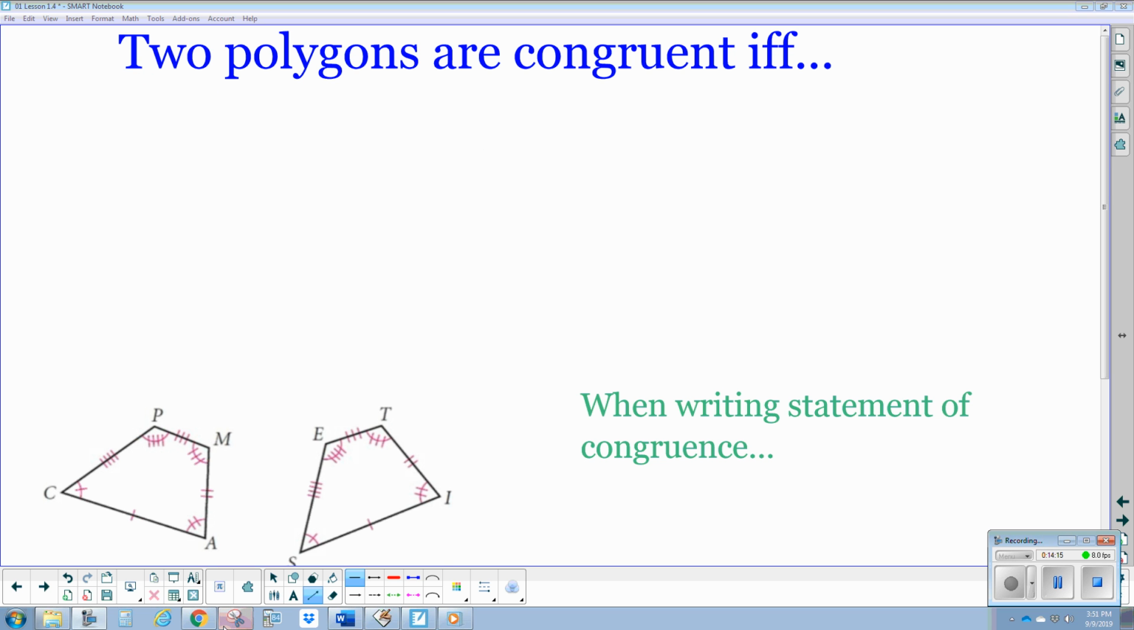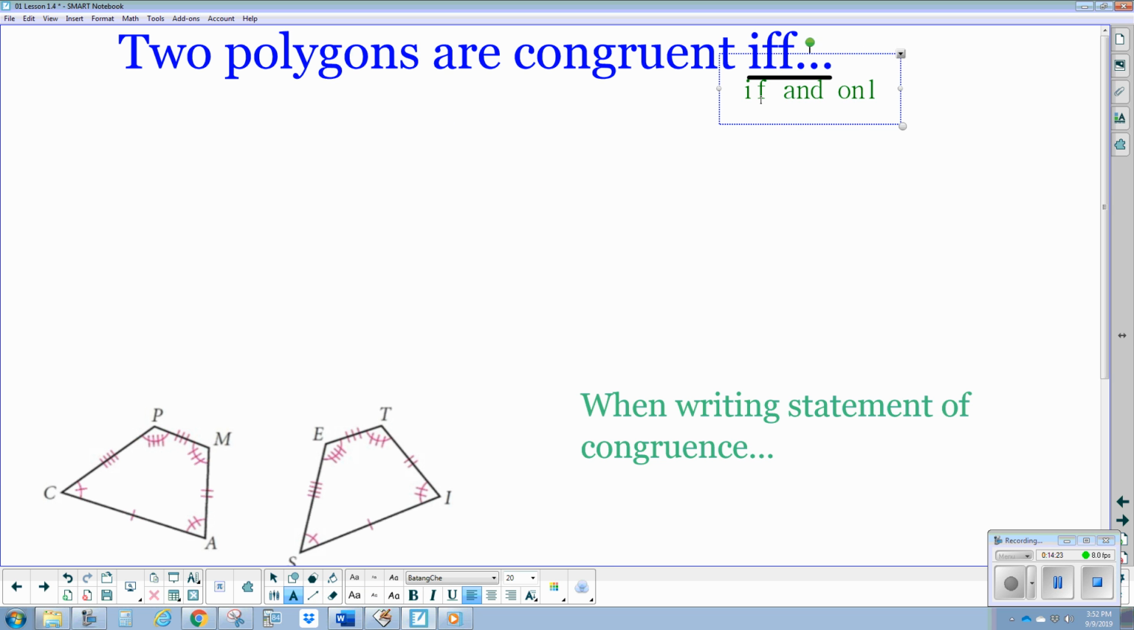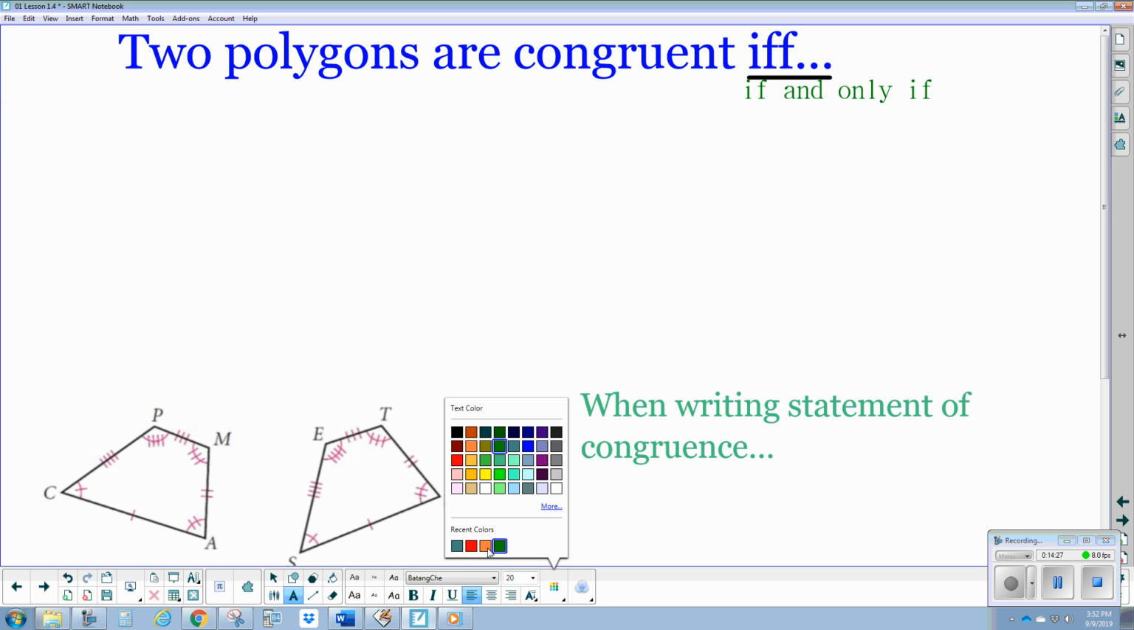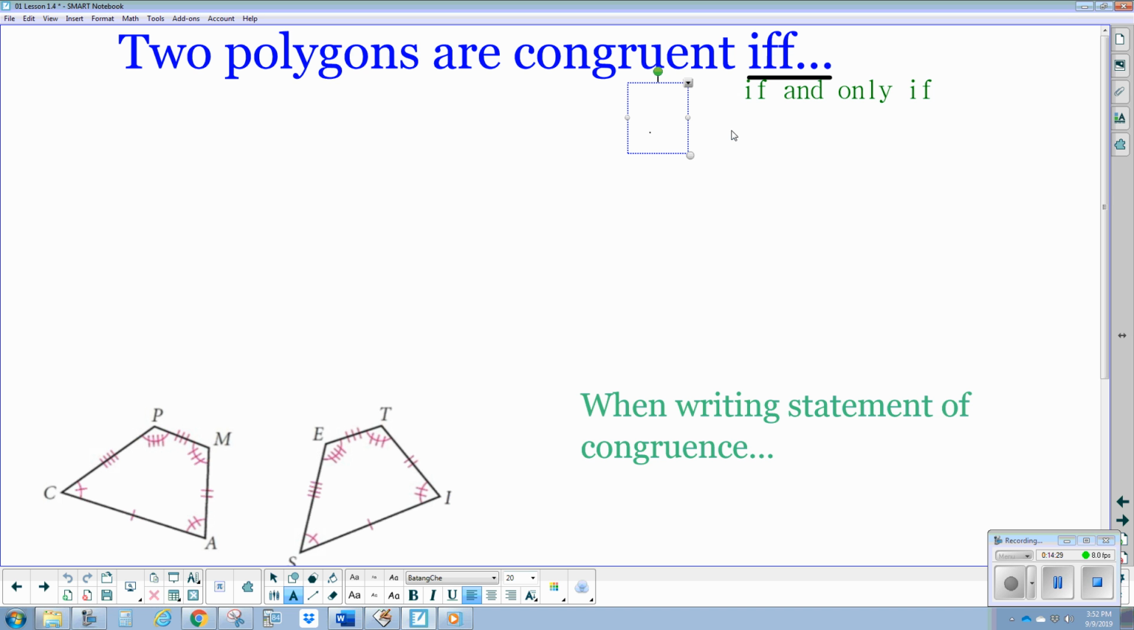They are congruent if, so remember if means if and only if. That means the conditional statement and its converse are both true.